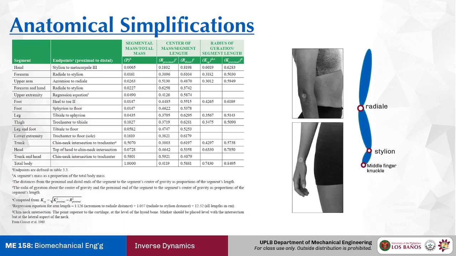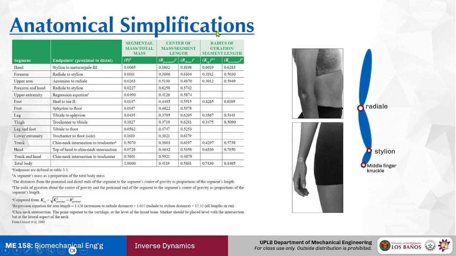So if you notice in this table, we have segments and endpoints defined, and there's also an order to the endpoints. If you recall, the proximal direction is towards the core of the body. The distal is towards the extremities. So you have three columns here. You have segmental mass, that is the mass of each body segment. We have a center of mass, and we have a radius of gyration.